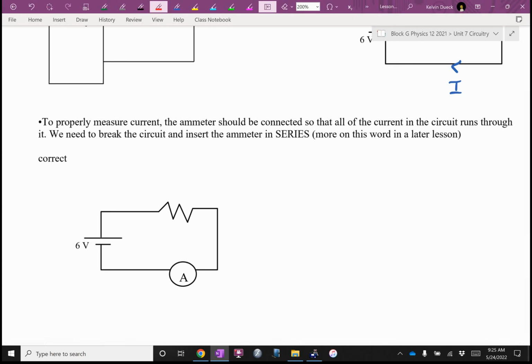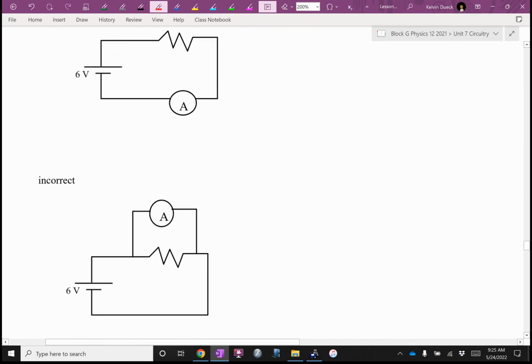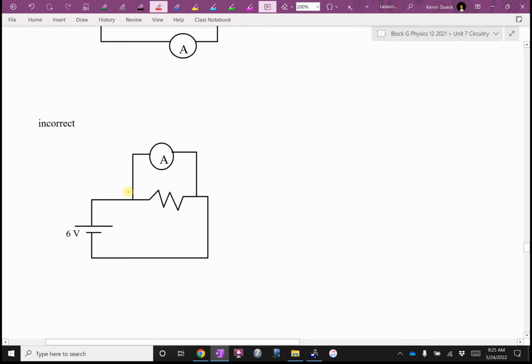You have to measure current by wiring it in series. There's going to be a whole lesson on that word later. But if I'm going to measure current, I have to physically force all the skiers to go through my ammeter. So this is correct. This will be incorrect. Skiers could go through there, and there's no way I could count them.